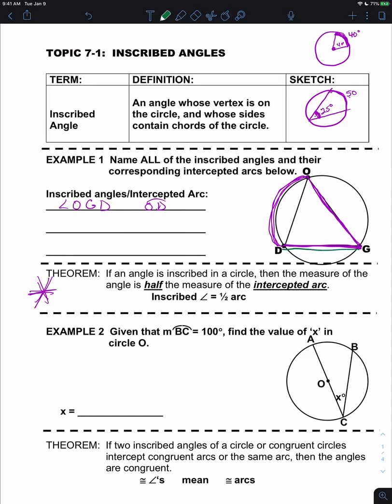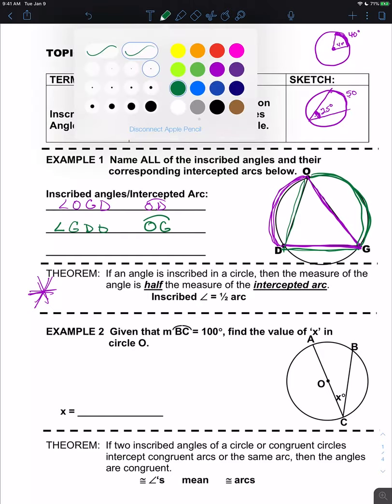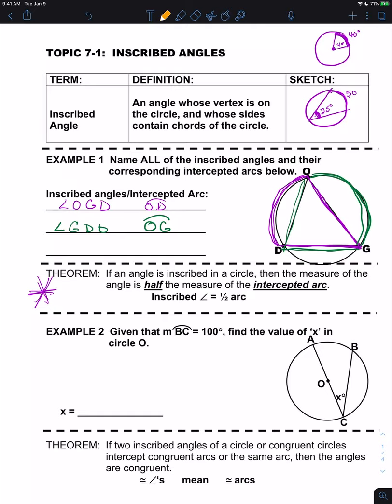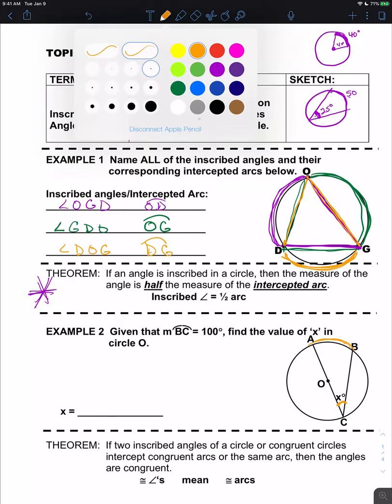The next one we could go from G to D to O. That would be an angle, and its corresponding arc is the arc out here, O to G. Then we'll have another one, this angle D, O, G, and its corresponding arc is the arc it creates from D to G. Remember, the inscribed angle that's created is 1/2 the arc angle. That's the rule we're working with today.